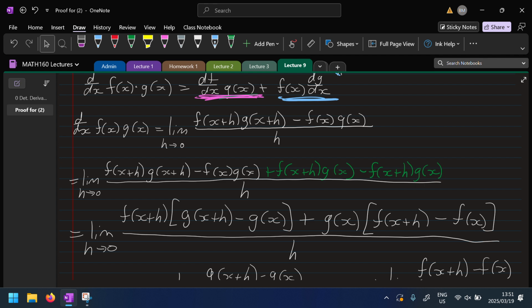So we've got these middle two. This comes with the g of x. This comes with the g of x. What do you always do in algebra when two terms have a common factor? You factor it out. This has g of x. This has g of x. We take it out. What's left? f of x plus h minus f of x. What is this? Derivative of f.